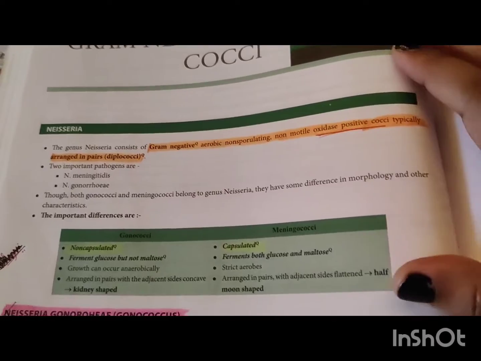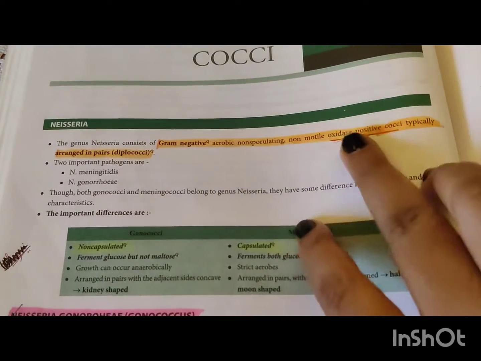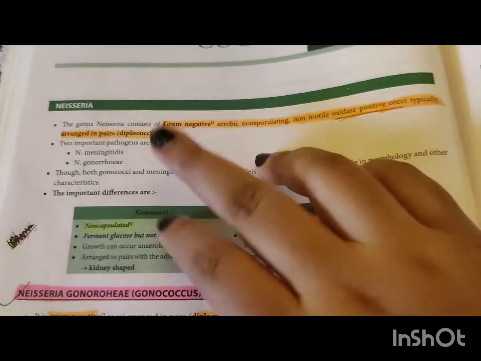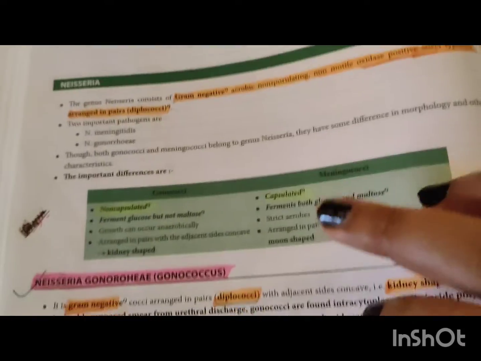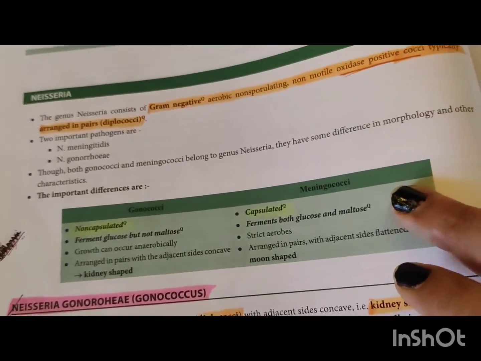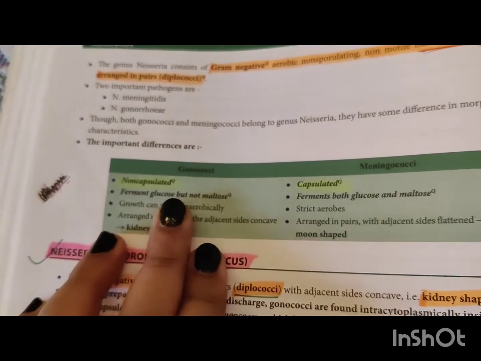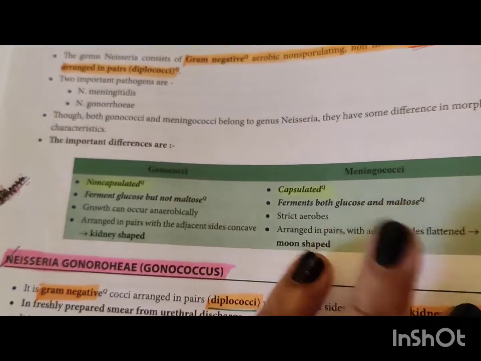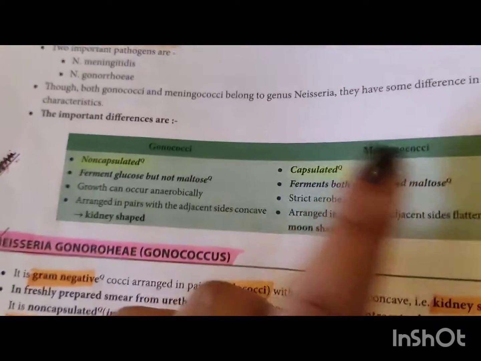The first thing to know about Neisseria gonorrhoeae is that it is gram negative, aerobic, non-sporulating, non-motile and oxidase positive. It's always a diplococci. The main difference between gonococci and meningococci, that is Neisseria gonorrhoeae and Neisseria meningitidis, is that one is non-capsulated and the other is capsulated. It ferments glucose but not maltose, while the other ferments both glucose and maltose. This is a difference, but the main difference is in the capsule.